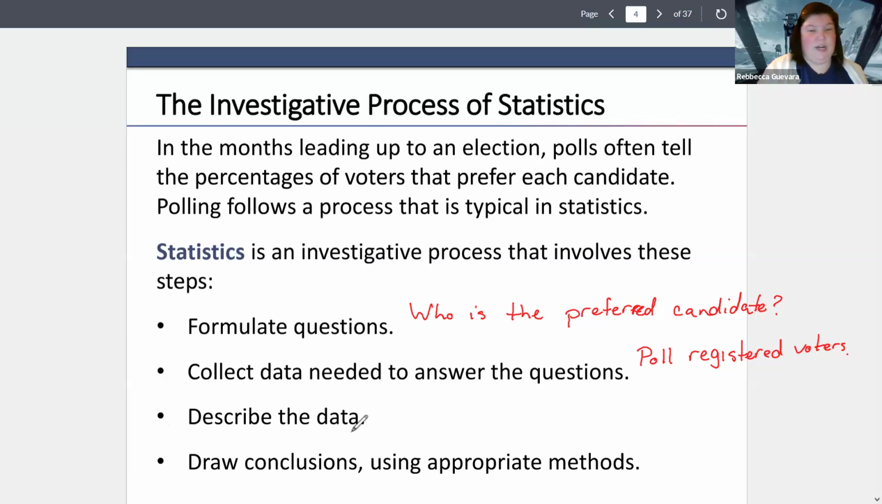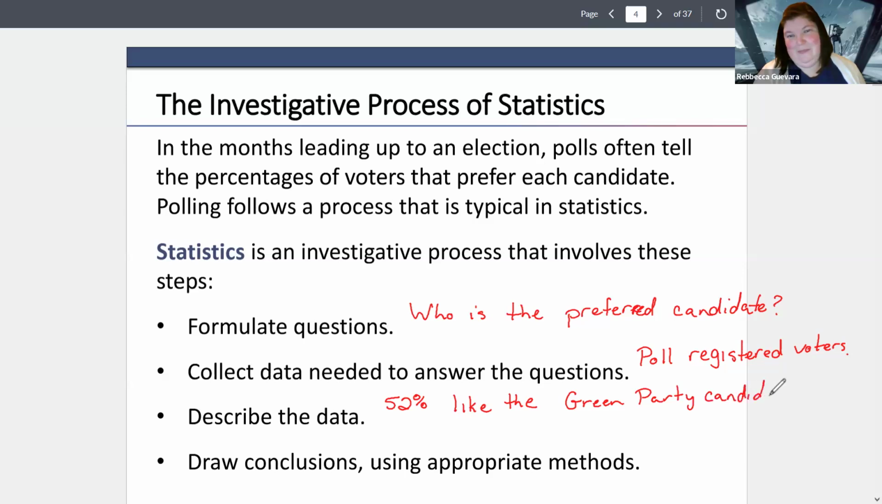Then we need to describe that data. So the data might be something such as 52%. We'll use a neutral party here, the Green Party candidate. So that's what we're talking about with describing data. What we do is we formulate that question, we collect data, and then we describe it somehow.